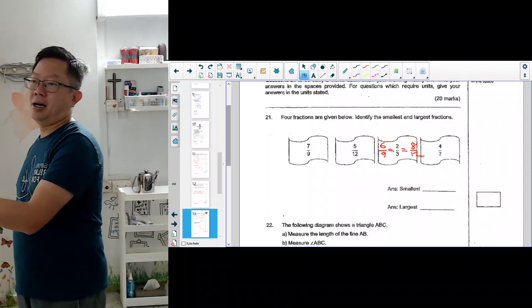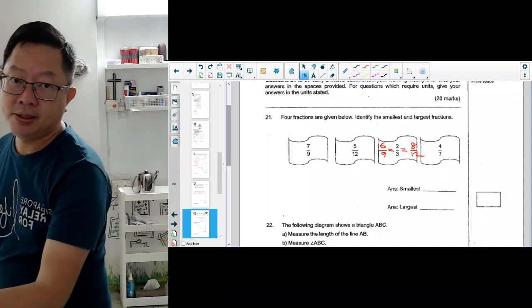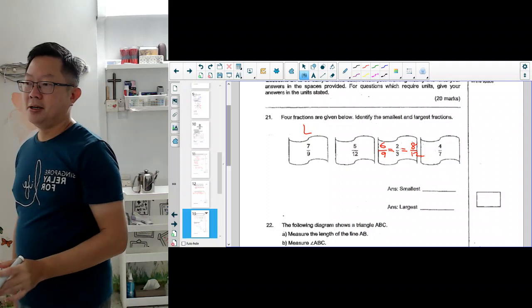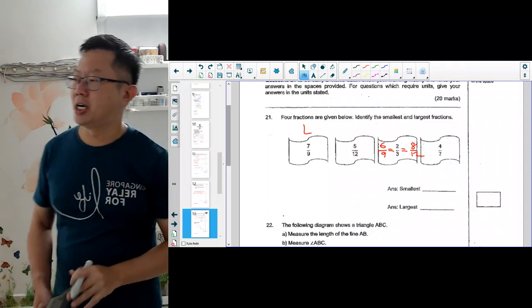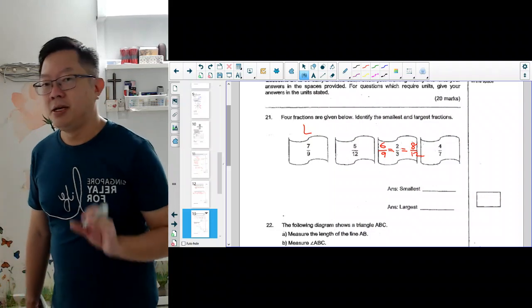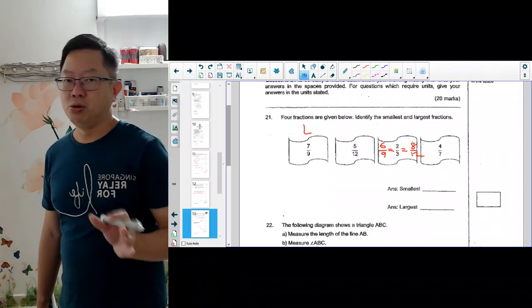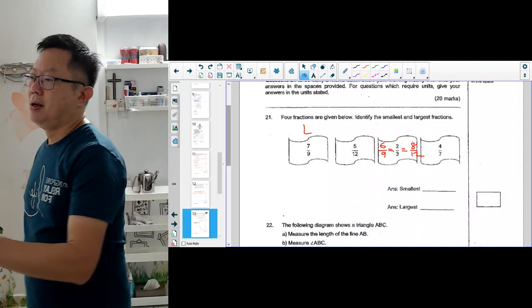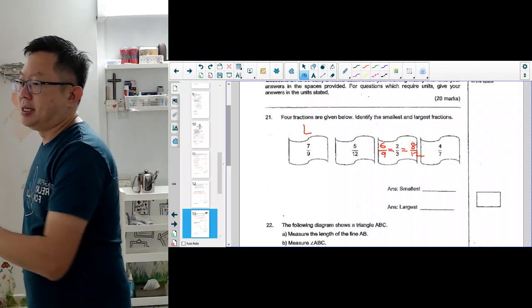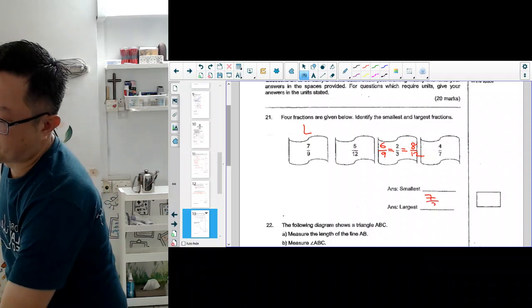And is 7 over 9 larger than 4 over 7? Yeah, 7 over 9 is larger than 4 over 7. Okay? Now, this is how you play around with the fractions. If you can't make the denominators for all the fractions the same, then you just look at two of them, two by two, any two of the fractions. So you can see that my 7 over 9 is the largest. So let's put down 7 over 9.